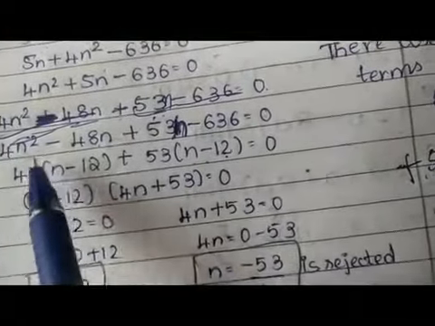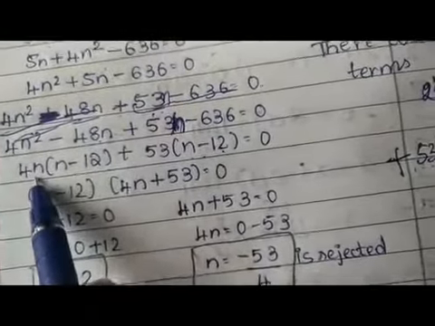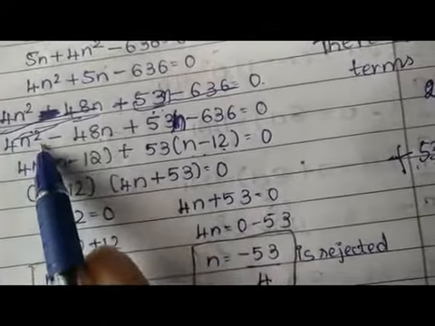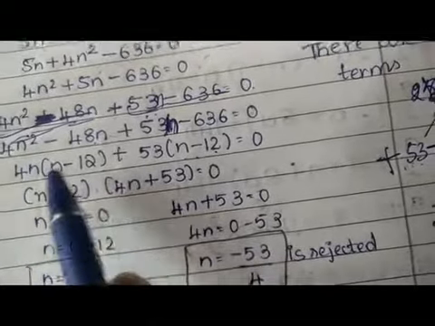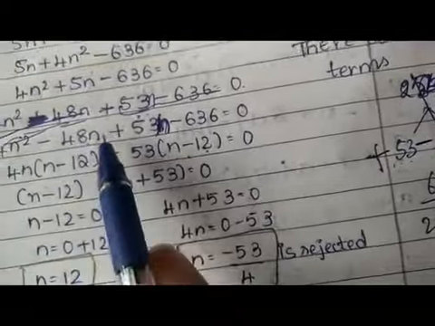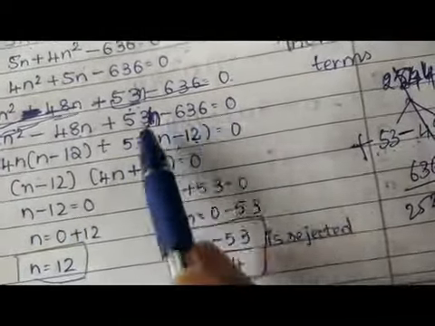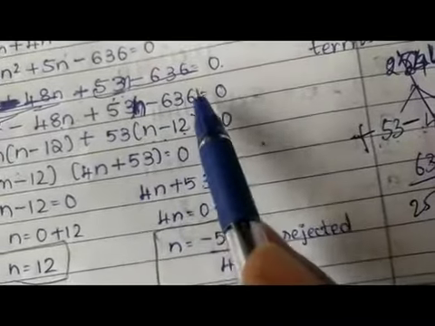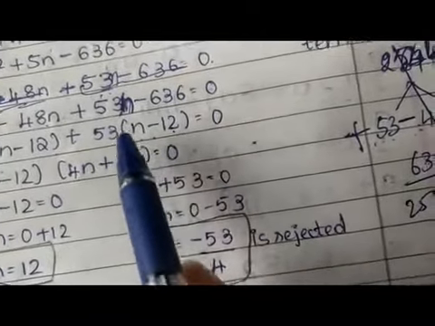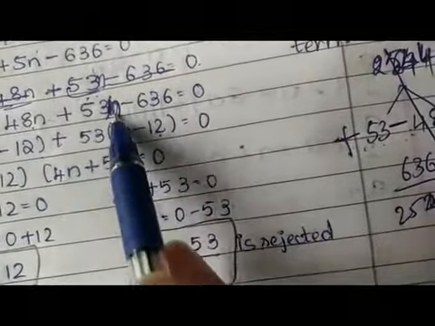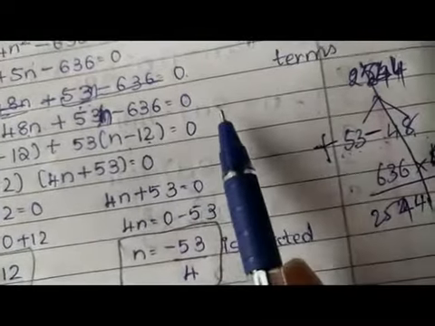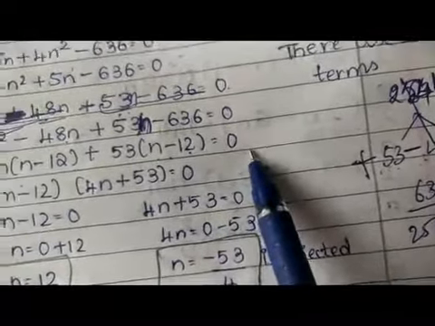So now in these two, what is common? 4n is common. What is left over here? n minus 12, since 4 twelves are 48. Then n has already come out. Plus in these two, 53 is common. If you take 53 out, here n is not there, so we did not take n out. Only the number 53, and what is left over here? n minus 12 is equal to 0.